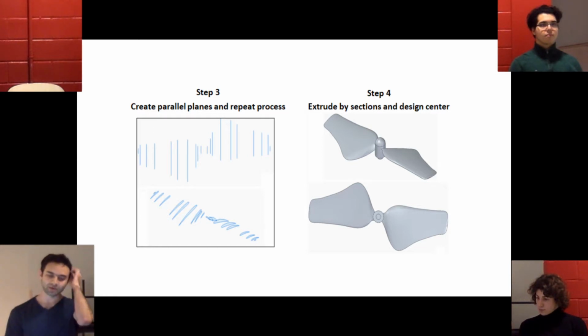The final step was to extrude by sections each one of the profiles along the radius and design the hub. The final design, the CAD propeller, can be observed in the picture on the right.